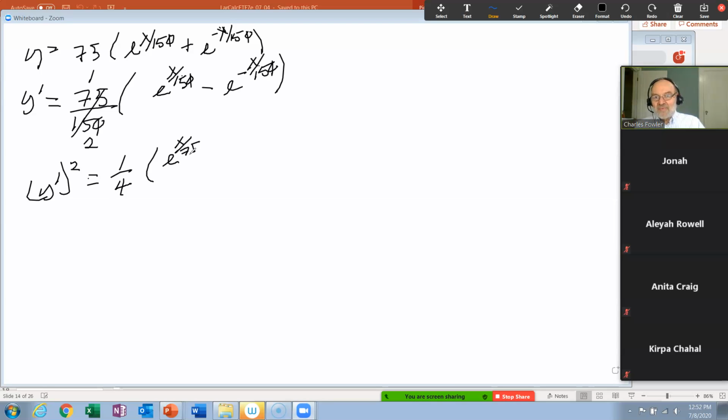And then you have twice the product of the two, so that's going to be a minus 2, because e to the x over 150 times e to the minus x over 150 is going to be 1. And then we have a plus, the square of the last, which is e to the minus x over 75.